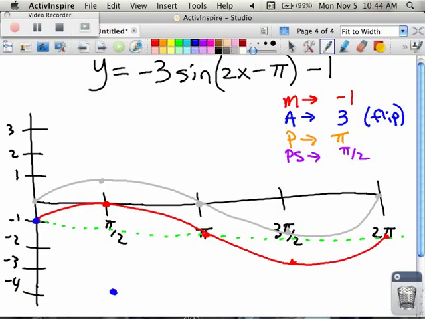I'm going to go back up to the midline. Then from the midline, I'm going to go up 3. 1, 2, 3. And then I'm going to come back to the midline.